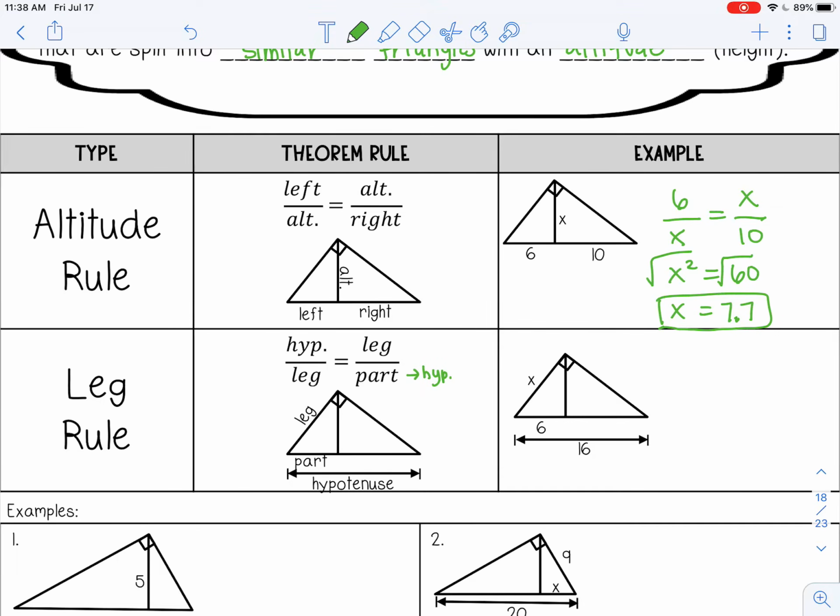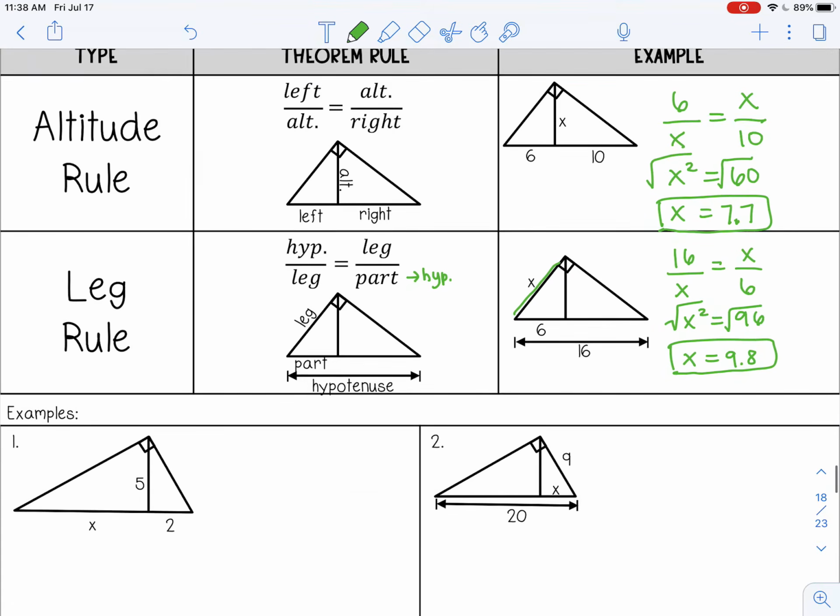Alright, so let's set it up. So hypotenuse in this case is 16, over the leg is x, leg again over part of the hypotenuse, which is 6. So I'm going to cross multiply again. x times x is x squared. 16 times 6 is 96. Take the square root of both sides, and you get about 9.8. So that means the length of this is 9.8.